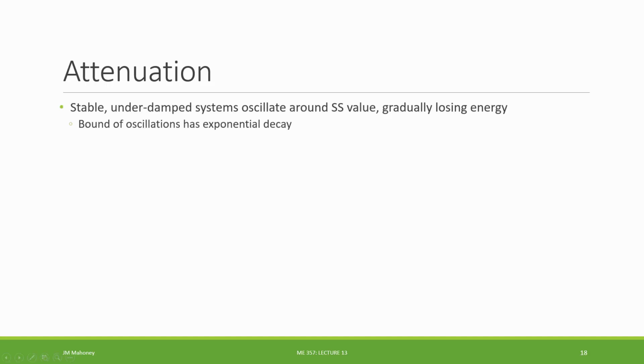All right, so again, we're only looking at stable underdamped systems right now. We see that they oscillate around that steady state value and they're going to gradually lose energy. And the bound of these oscillations is going to have an exponential decay. Again, if we look in the time domain solution, we're going to have an exponential times a sine and a cosine. So that exponential is causing the overall oscillations to get smaller and smaller as time goes on.